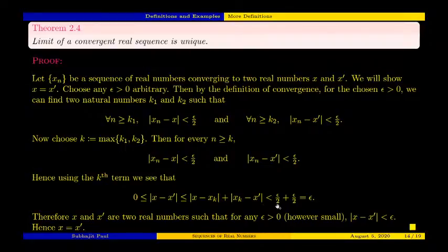And this is less than epsilon by 2. The first term is less than epsilon by 2. The second term is less than epsilon by 2. So this is equal to epsilon. So we have mod of x minus x dashed is less than epsilon.